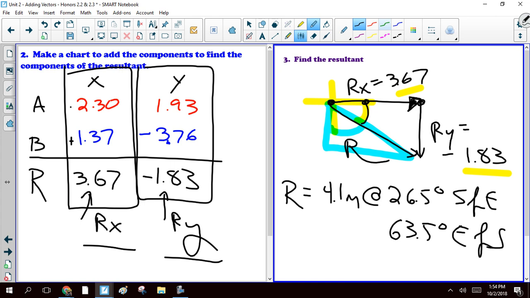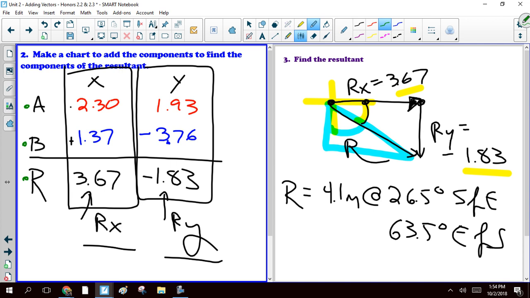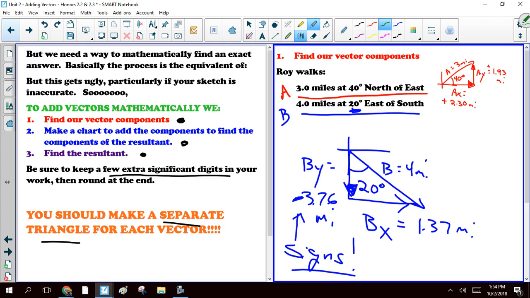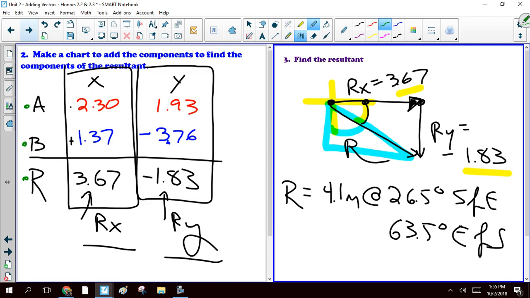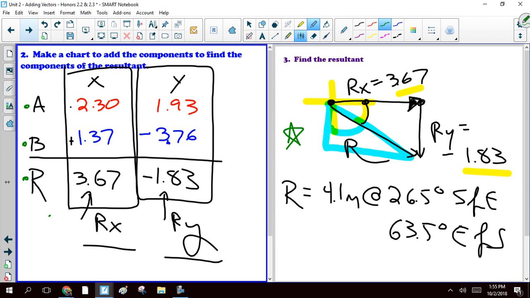All right? So notice, in my setup, I had 3 vectors. Specifically, I had vector A, B, and R. And so to solve the problem, I made 3 drawings. I made a drawing for vector A, I made a drawing for vector B, and I made a drawing for vector R, right? So now let's go back to that graphical representation, all right? Here's what I really just did.